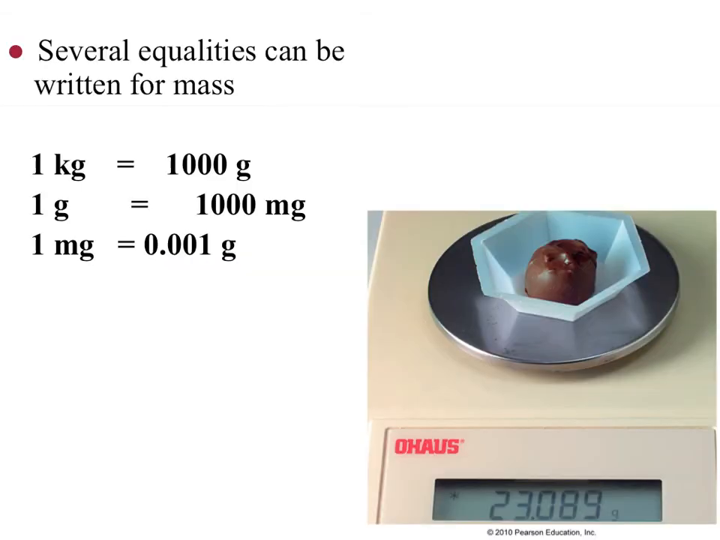Several equalities can be written for mass. You could say, for instance, 1 kilogram equals 1,000 grams. You could say 1 gram is equal to 1,000 milligrams. And you can even say 1 milligram is equal to 0.001 grams. Again, metric system. The prefixes are the same whether you're talking about volume or length or mass. Okay, 1 kilo equals 1,000 of whatever the base unit is.